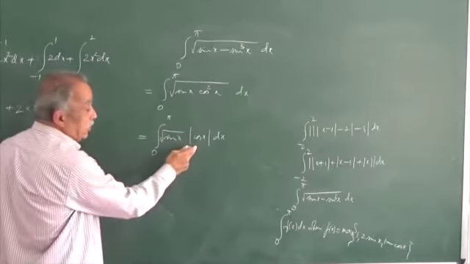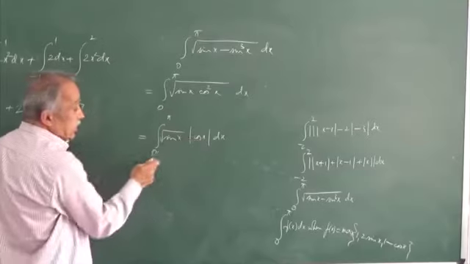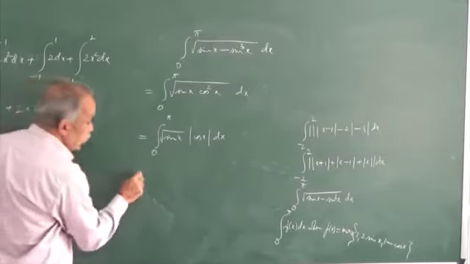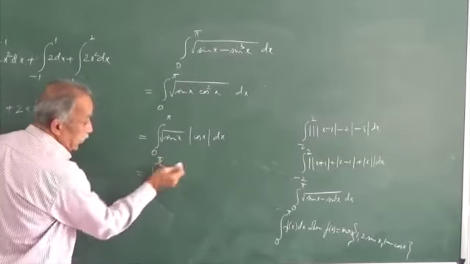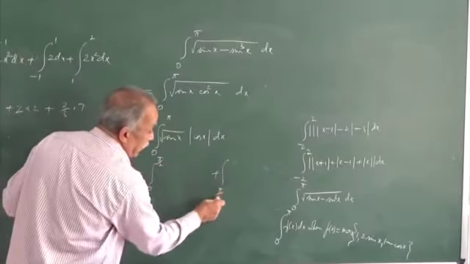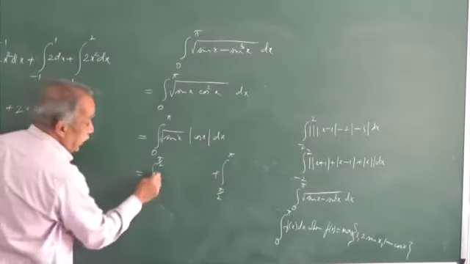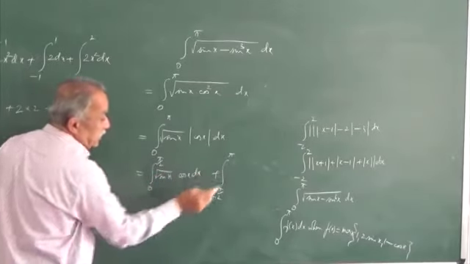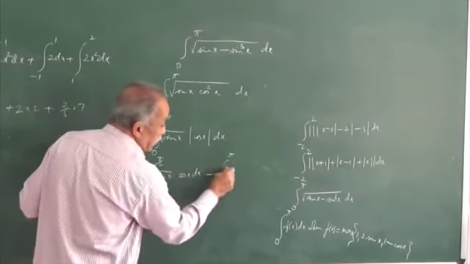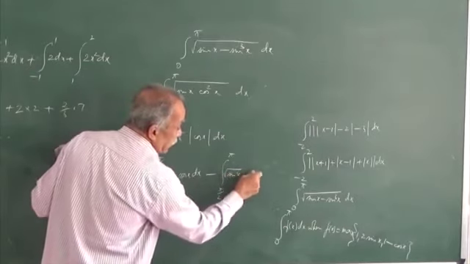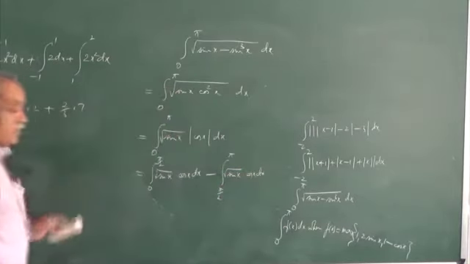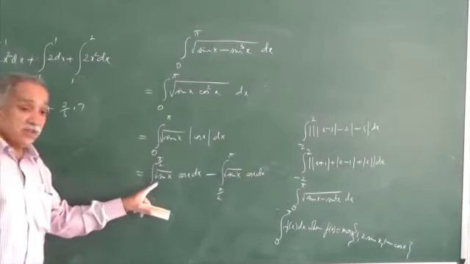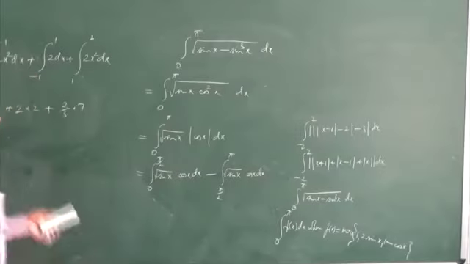Mod cos x, to remove this modulus, we notice that cos x is not throughout positive from 0 to pi. It changes sign at pi by 2. So if we break the interval as 0 to pi by 2 and pi by 2 to pi, we will be getting the integrands root sin x into cos x in the first interval, minus root sin x into cos x in the second interval. And each is easily obtainable. You know how, using the substitution sin x equal to t or t square.